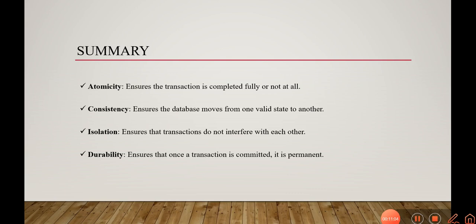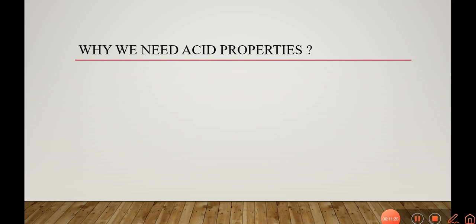Durability ensures that once a transaction is committed, it's permanent. As the transaction is committed, or in other words completed, if any technical failure comes, we can recover the data. So why do we need ACID properties? The answer is very simple: for data integrity, or you may say data consistency or data reliability. Simple. These are all interview questions, so this is the best answer.